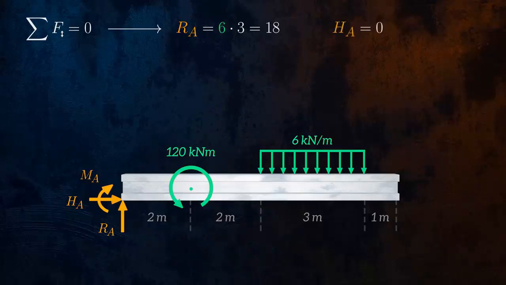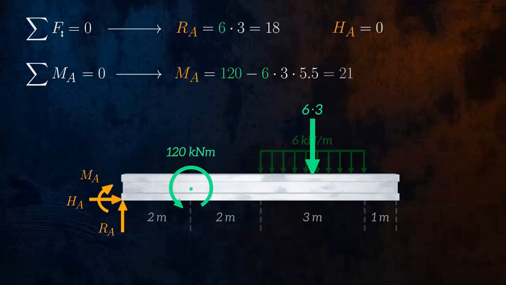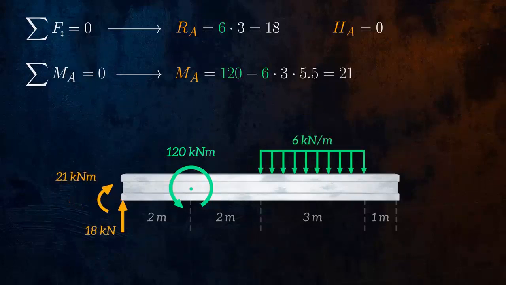Next, we can take the sum of the moments acting at point A. In calculating the moment caused by a uniformly distributed force, you can remember that it is equal to a concentrated force located in the middle point of the load. This gives us Ma equals 21.